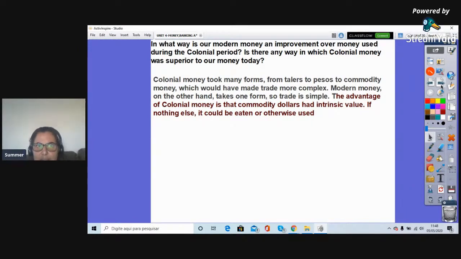In what way is our modern money an improvement over money used during the colonial period? Is there any way in which colonial money was superior to our money today? I don't know if you guys agree with this. We could say colonial money took many forms, from tailors to pesos to commodity money, which would have made trade much more complex. Modern money, on the other hand, takes one form, so trade is simple. The advantage of colonial money is that commodity dollars had instant value. They can be used by the person; they can be eaten or used any other way.